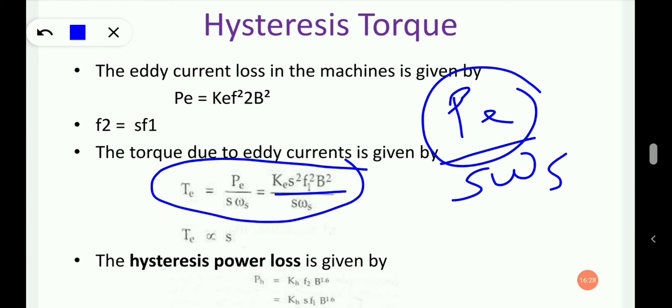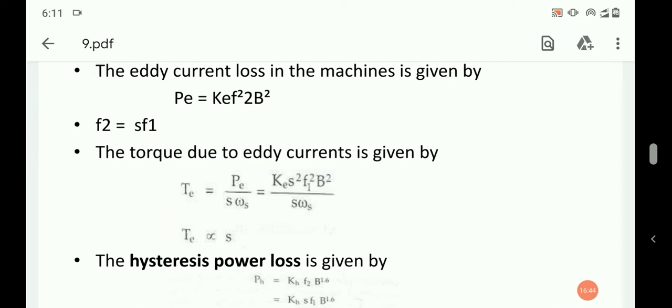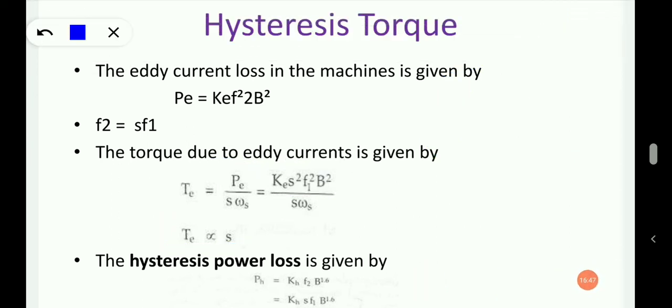So the torque due to eddy current is proportional to slip, because in the numerator S squared is there and in the denominator only S is there. So here S will get cancelled, and from that we can say that torque due to eddy current is proportional to slip. So when the rotor rotates at synchronous speed, the slip becomes 0 and the torque due to eddy current component vanishes.